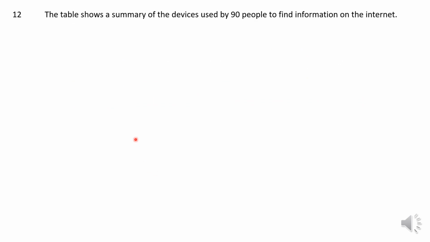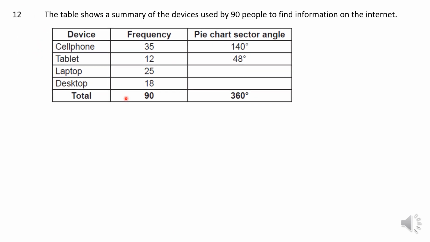Question 12. The table shows a summary of devices used by 90 people to find some information on the internet. As you can see from this table, 35 of the 90 are using cell phones, which represents 140 degrees. 12 people are using a tablet, 25 people are using a laptop, and 18 people are using a desktop computer, so all of them is 90.